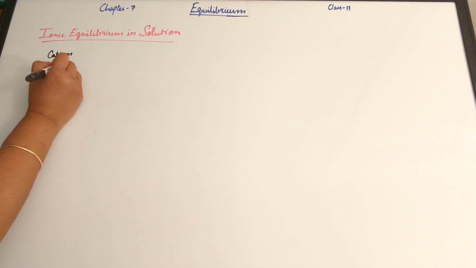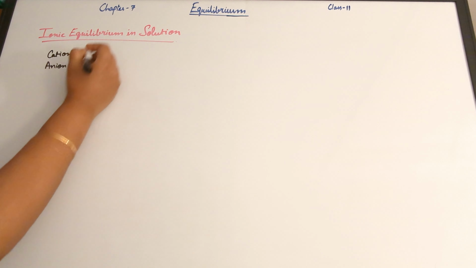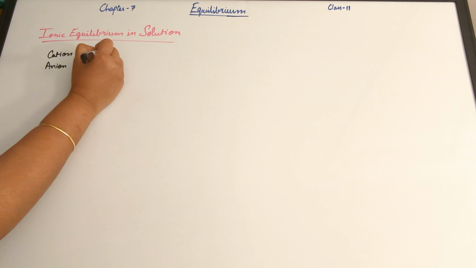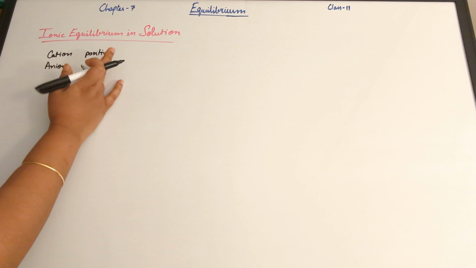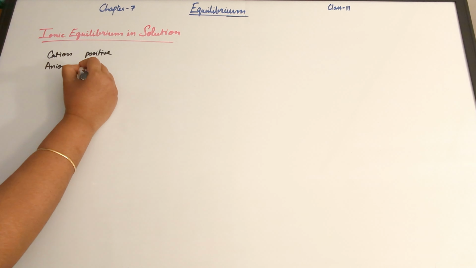and an anion. And honestly, I remember the word cation from this meme where it says, since a cat has a paw, so it is positive. And an anion is negatively charged.